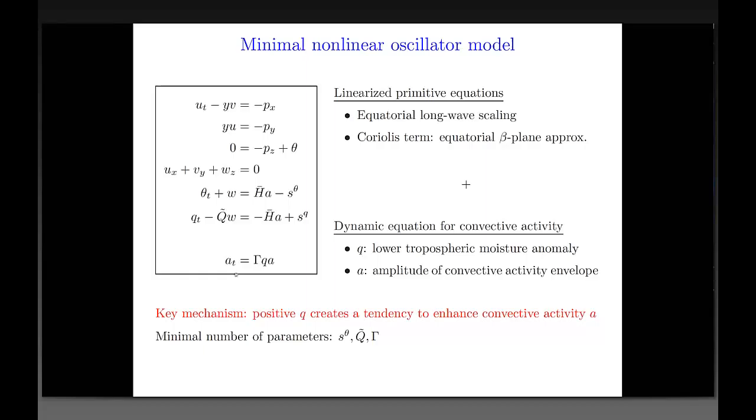So in the end, the form of the model isn't very complicated. The key new addition is really this parameterization for convective activity, where Q, the moisture, causes a tendency to enhance the convective activity. It's a dynamic equation. And I should also point out that there's a minimal number of parameters in this model. We introduced this new parameter, gamma, and other than that, there's the vertical gradient of moisture and also a radiative cooling up here. So a minimal number of parameters to introduce.